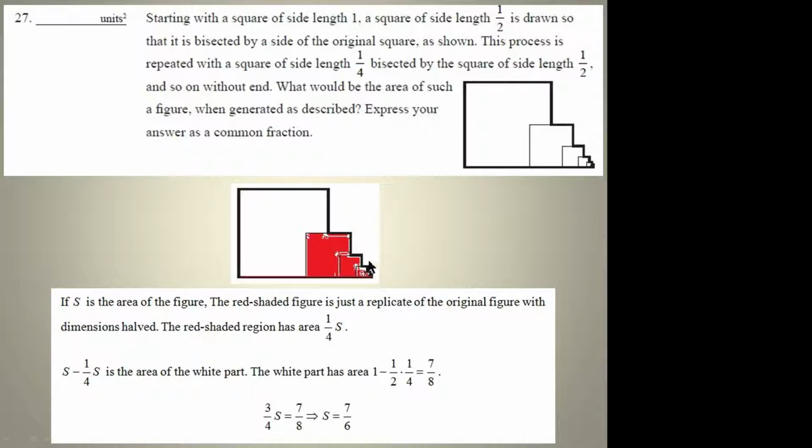So S, the big one, minus 1/4 of S, this one, should be this white part, and its area is easy to find. The square is 1/4, and half of 1/4 is 1/8. So 1 minus 1/8 is 7 over 8. So S minus 1/4 S, which is 3/4 of S, equals 7 over 8. Multiply both sides by 4, then divide both sides by 3. You find the answer S is 7 over 6. So the area of the original figure is 7 over 6. That's pretty easy.